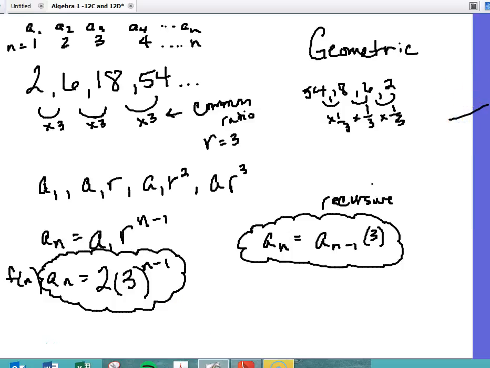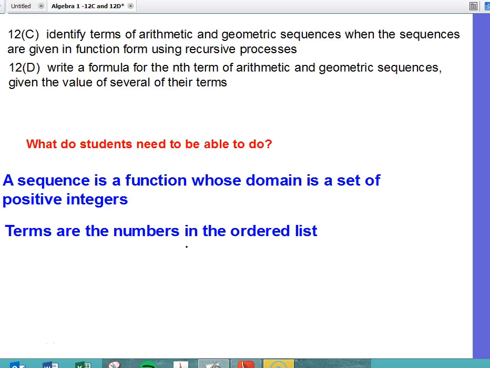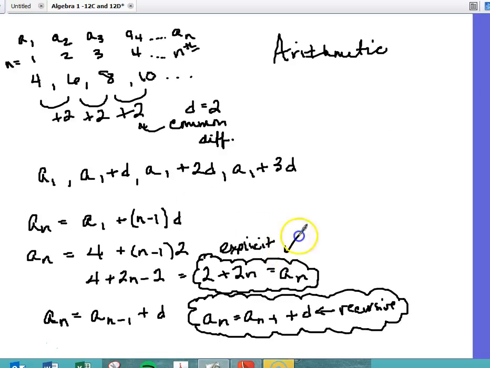Okay, so let's go back and look at our TEKS. For 12C, identify terms of arithmetic and geometric sequences when the sequences are given in function form using recursive processes. That's the one that probably ties us up right here. What are they actually going to have to be able to do? Identify terms. 12D says write a formula for the nth term. Well, we just did that. We just wrote formulas for the nth term, and this one does not say recursive. So they do not need to generate a recursive formula. They need to do exactly what we did right here.